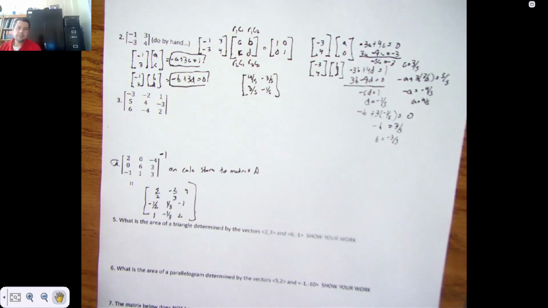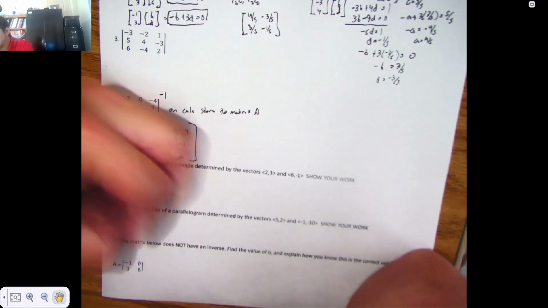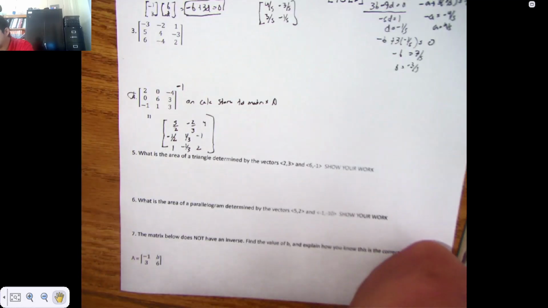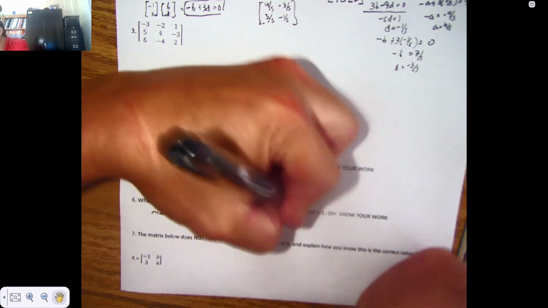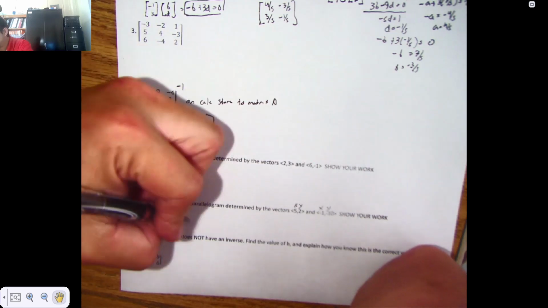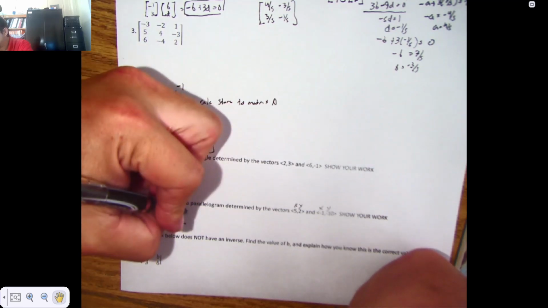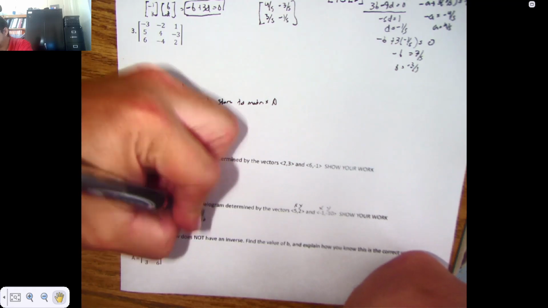Let's see here, number 6. What is the area of a parallelogram determined by the vectors 5, 2, and -1, 10? And it says show your work. Well, the first thing you want to do is make a matrix of the image. So you need a matrix. Remember, this is essentially x and y. So your matrix would contain the first point, 5, 2, and the second point, -1, 10.